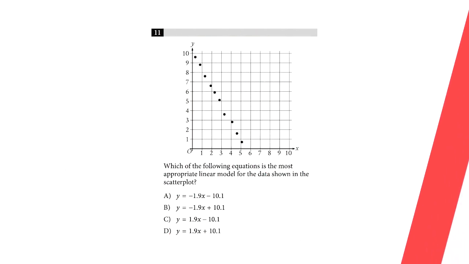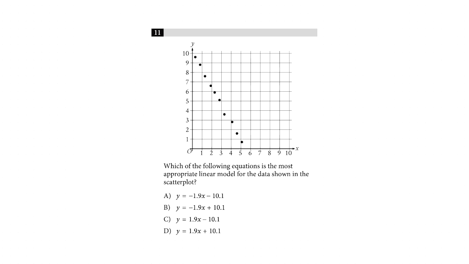Hi everyone, this is SAT practice test 1, question 11. So let's see. We have a graph here. As you see, the x-axis is 10 and the y-axis is 10. And we have a graph here. As you see, there are dots here, and it creates a linear model. The question is, which of the following equations is the most appropriate linear model for this data shown in the scatter plot.